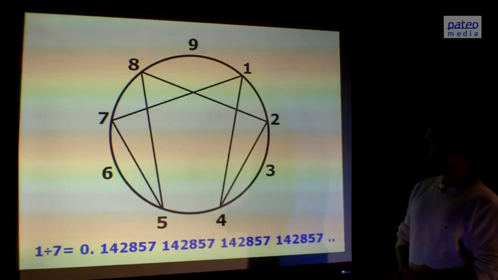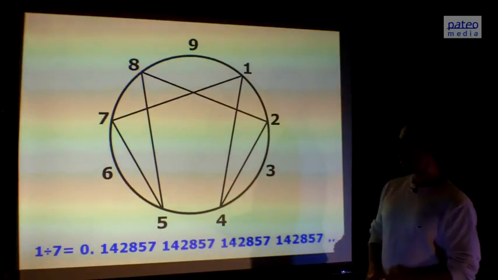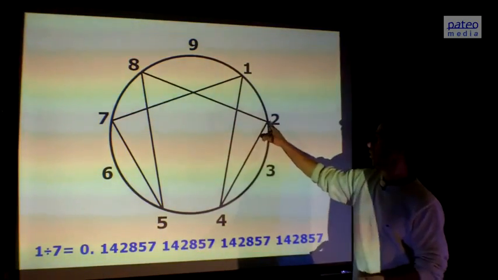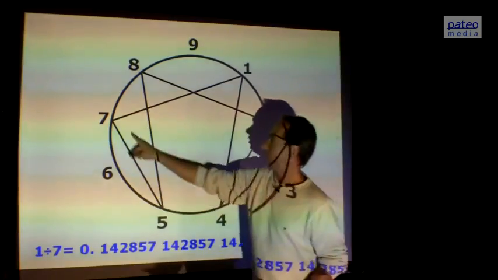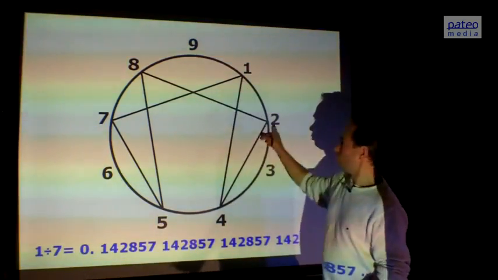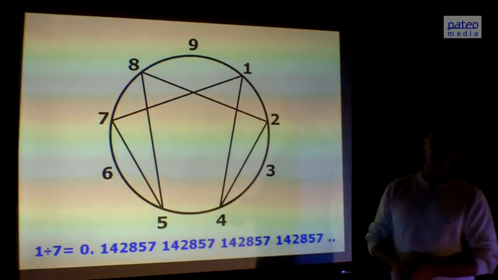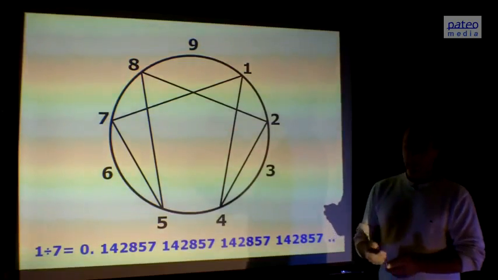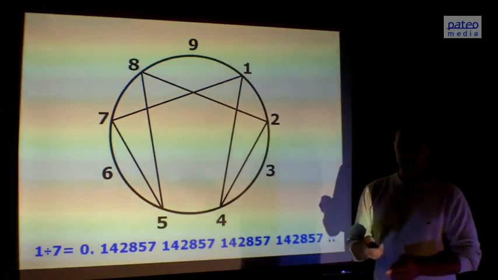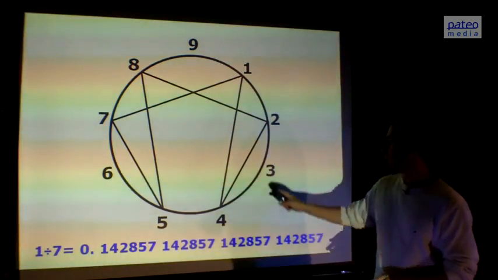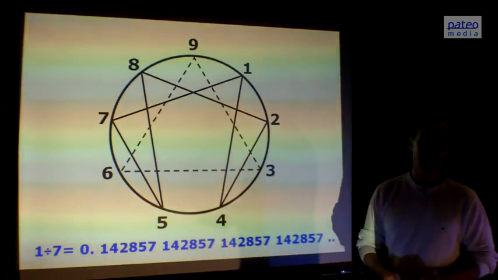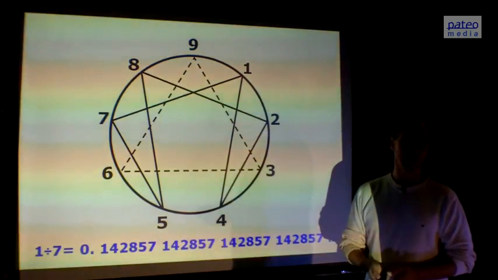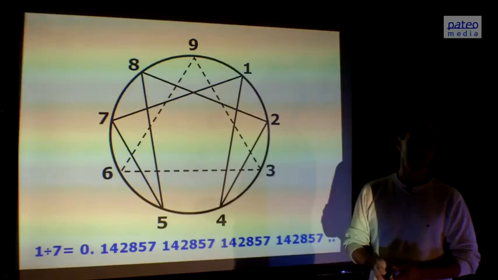And if you divide 2 by 7, it's very simple. Then you just start here. You get 2, 8, 5, 7, 1, 4, 2, and it repeats itself over and over again. Maybe you know this part of the symbol, because if you add what happens between 3, 6, and 9, you get the symbol for the enneagram, another very important symbol.